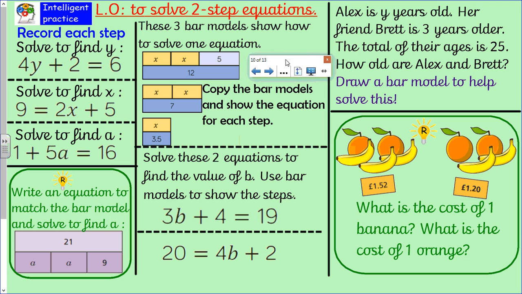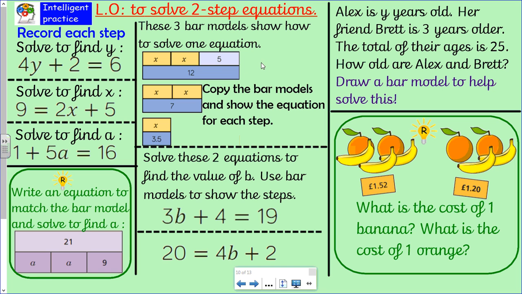Now this one, I really quite like. So let me just chuck this out of the way down here. Look, these three bar models show how to solve one equation. So this is all one equation. It says copy the bar models. You don't necessarily need to do that, but just jot down: can you show the equation for each step?